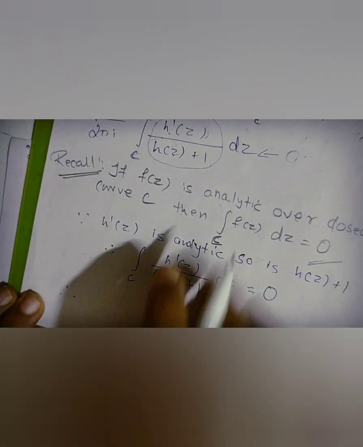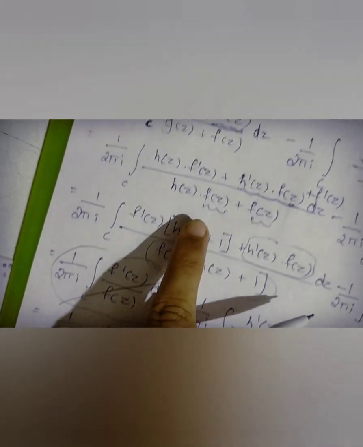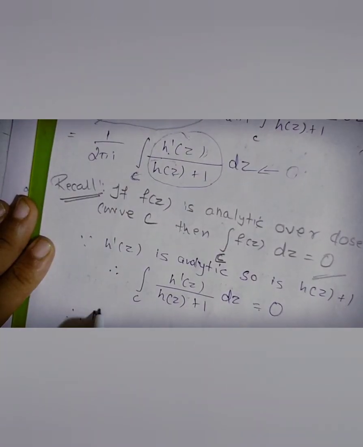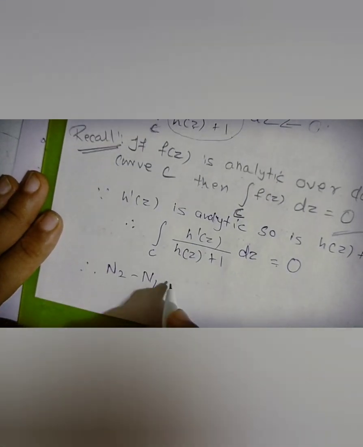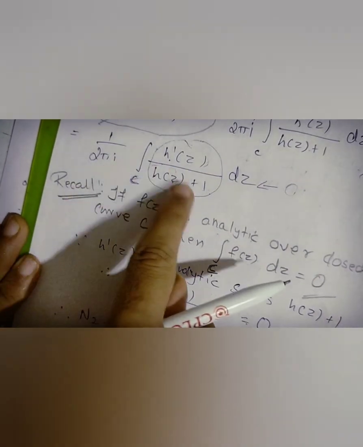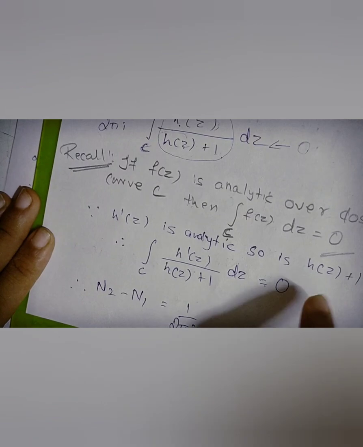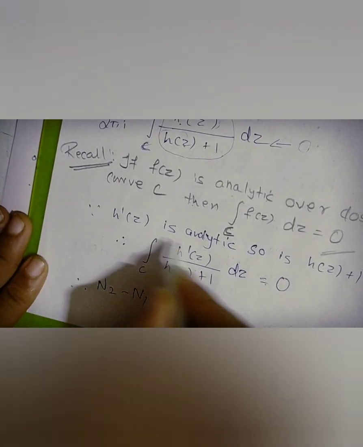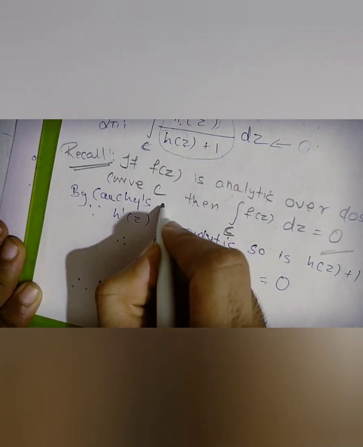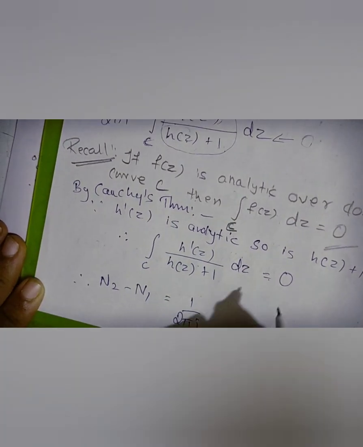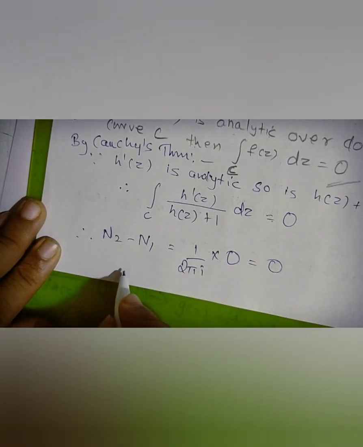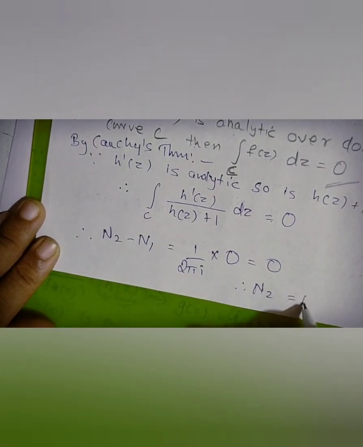So where did we get this entire thing from? We started right from the beginning with n2 minus n1. Our n2 minus n1 is nothing else but 1 upon 2 pi i into this integral part which I have just stated. This is nothing else but 0 because of Cauchy's theorem. So just to justify, by Cauchy's theorem we can state this particular thing. This into 0 will give me the answer 0. So we are saying therefore that n2 is equal to n1.